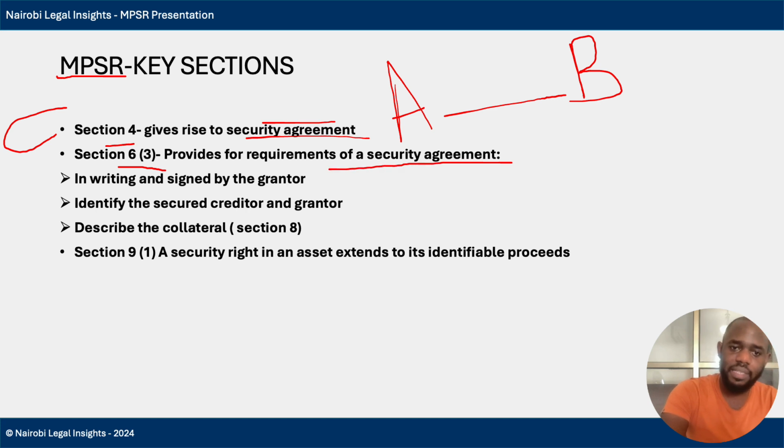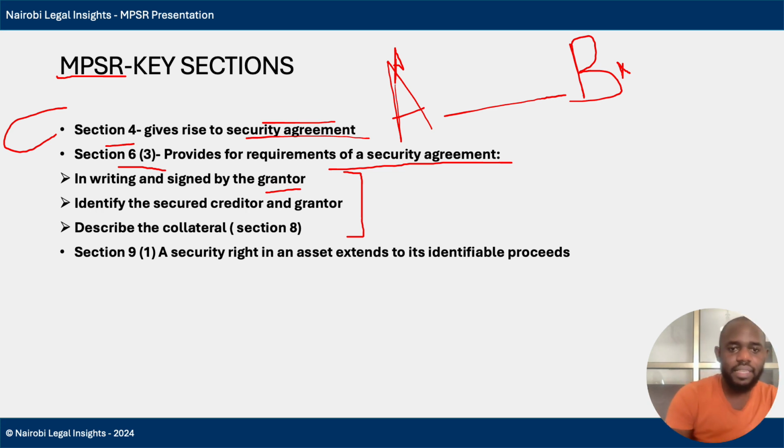And some of the requirements are right here. Number 1, a security agreement must be in writing and signed by the grantor. So this person A, who is a grantor, must sign that agreement, and that agreement will be signed between this person A, who is a grantor, and the secured creditor. Meaning that if money is being given to someone verbally, then there will be a challenge of enforcement. So ensure that the security agreement is in writing.